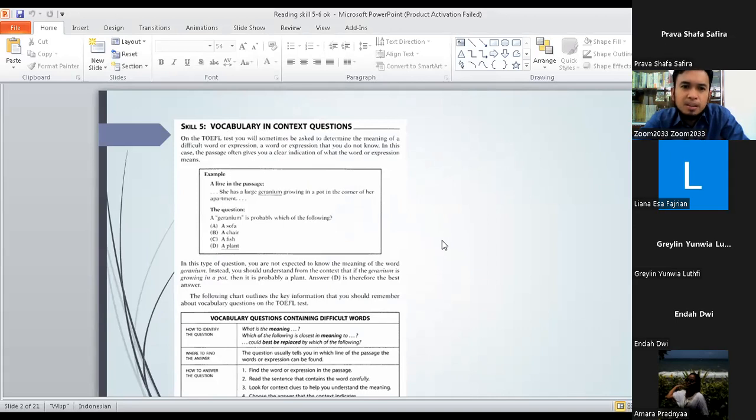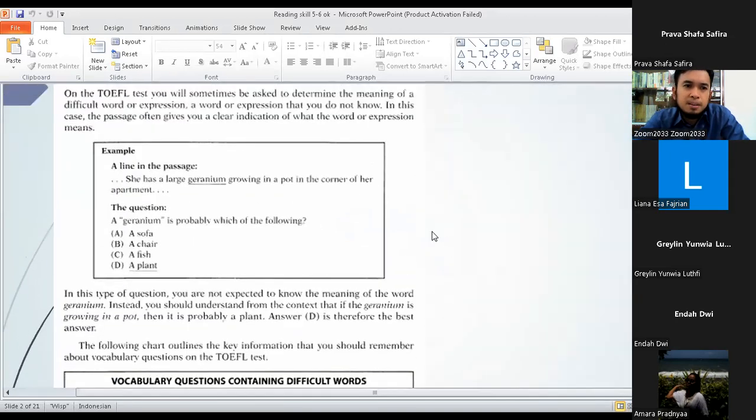For your information, on the TOEFL test you will sometimes be asked to determine the meaning of difficult words or expressions, a word or expression that you do not know. In this case, the passage often gives you a clear indication of what the word or expression means.